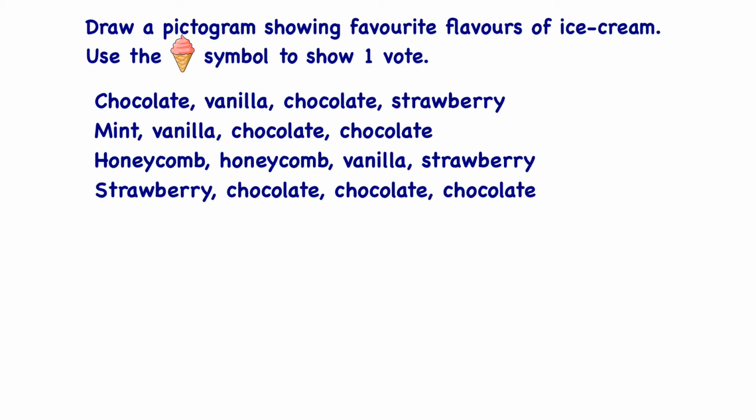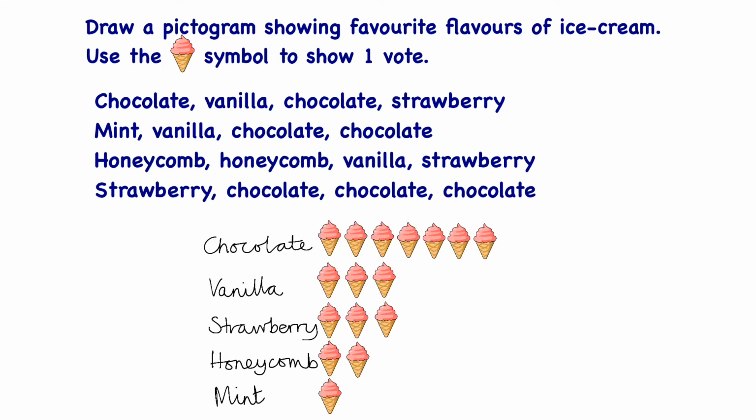How did you get on? Let's have a look. Did your pictogram look like this? So you should have had 7 little ice cream symbols for chocolate, 3 for vanilla, 3 for strawberry, 2 for honeycomb, and 1 for mint. Well done!